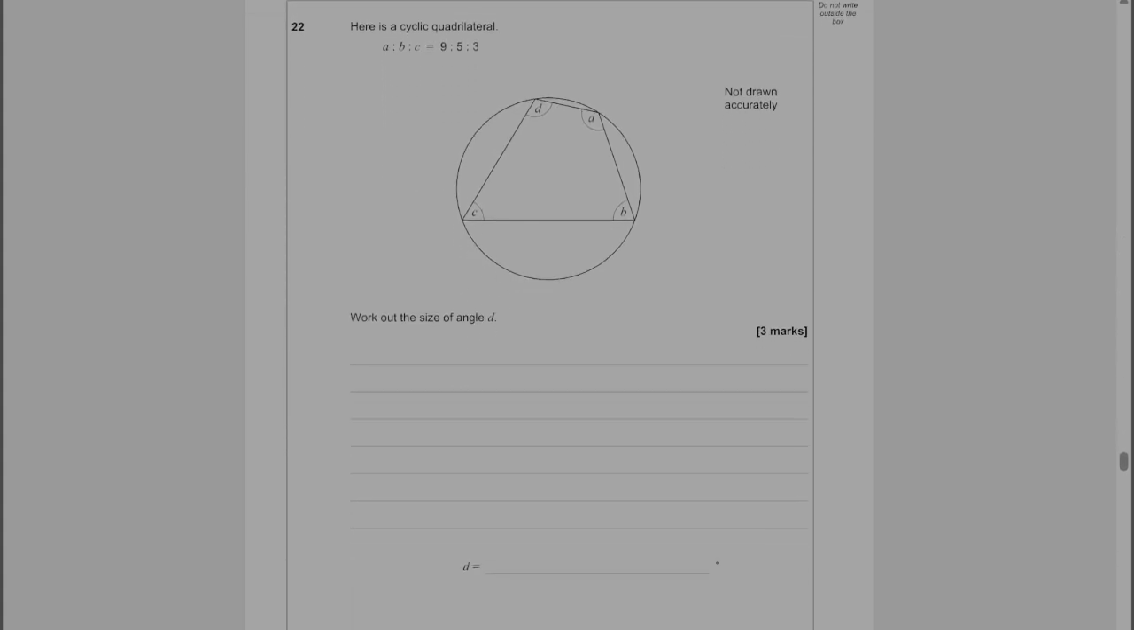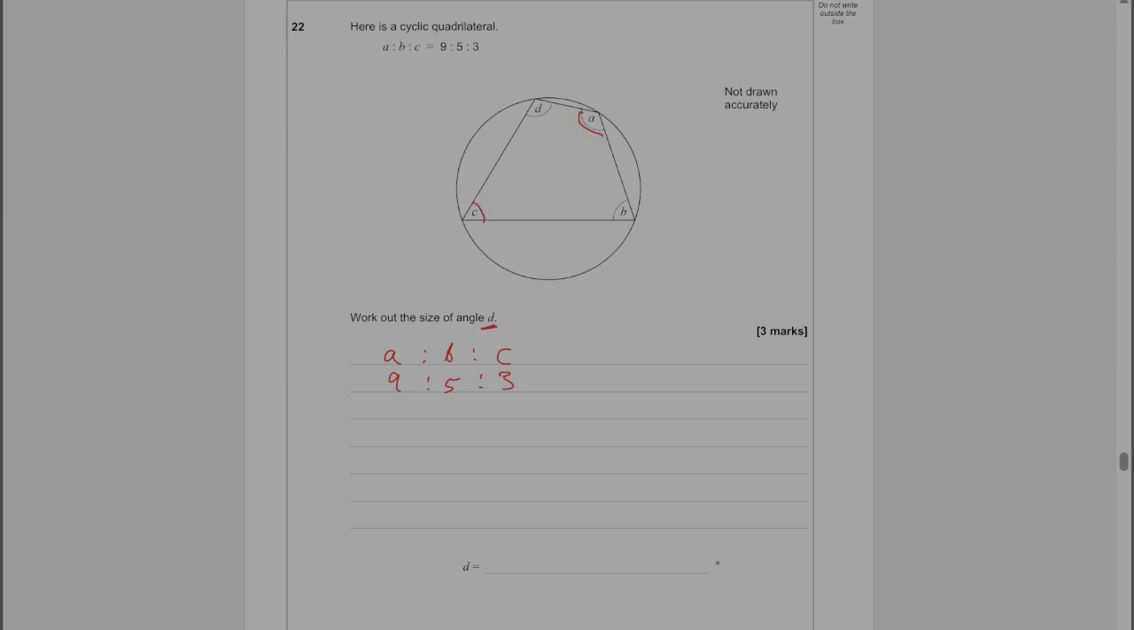Okay, question 22. Here is a cyclic quadrilateral. The ratio of A to B to C is 9 to 5 to 3. Work out the size of angle D. If we start with A to B to C, 9 to 5 to 3. Right, so this angle and this angle must add up to 180.